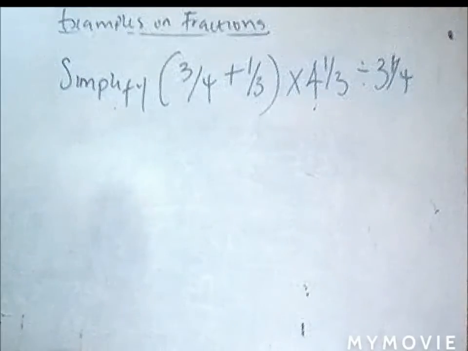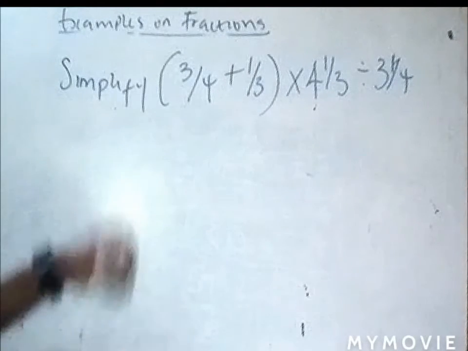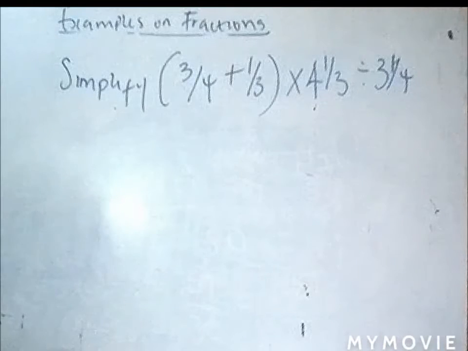So this is another example. Simplify all in bracket 3 over 4 plus 1 over 3 close bracket times 4 whole number 1 over 3 divided by 3 whole number 1 over 4.